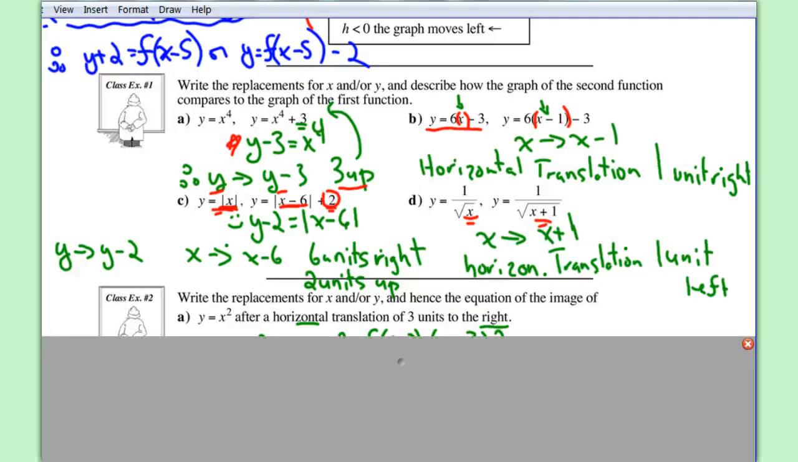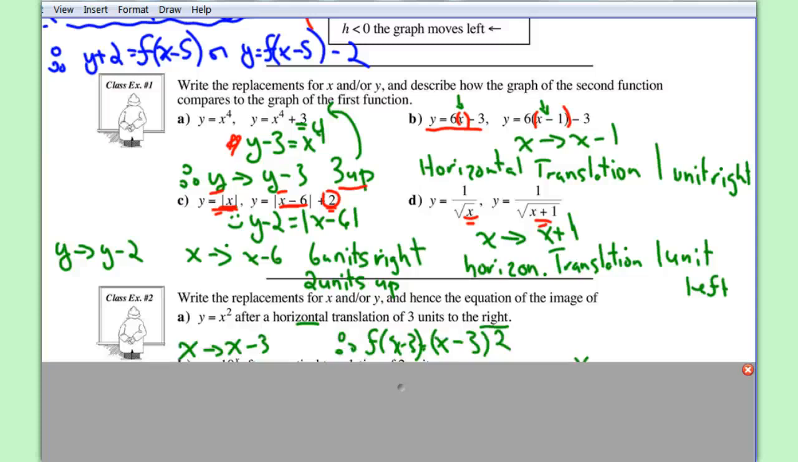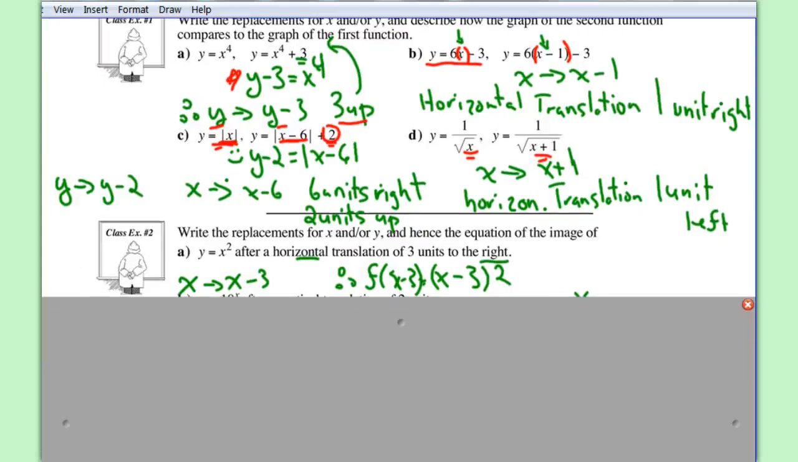So now in this question, we're now asked, well, how about we write the replacements for x and y, and then the equation of the image, y equals x squared after a horizontal translate 3 units right. Well, what's the replacement? If you want to go 3 units right, you're going to replace x with x minus 3. And now, well, if you want to build that function, change from x to x minus 3, and you now get a function x minus 3 squared. That's what they would like.